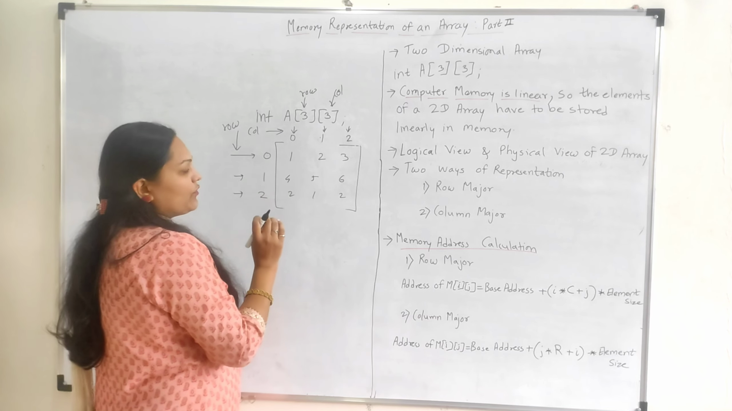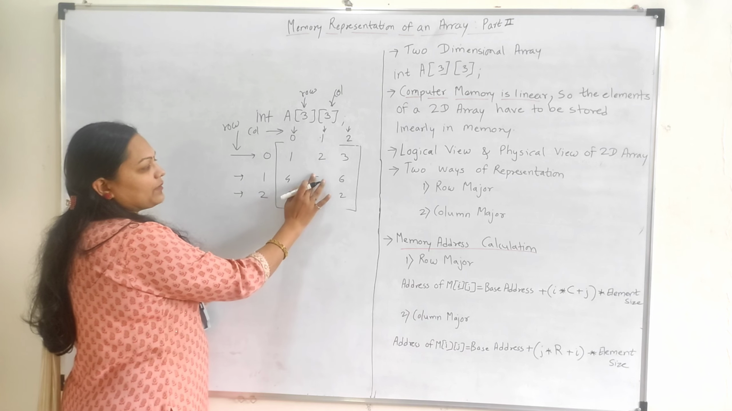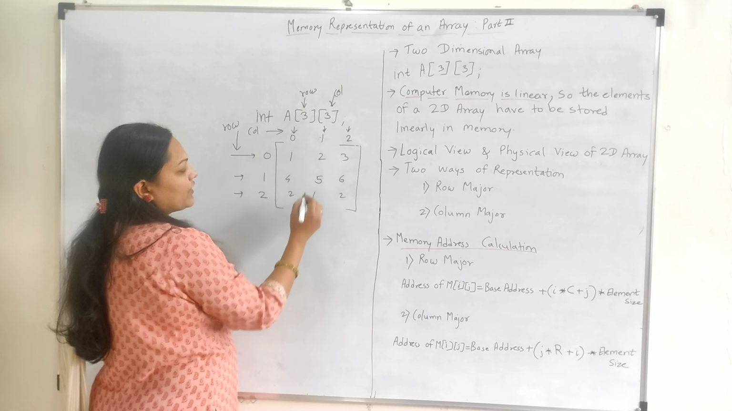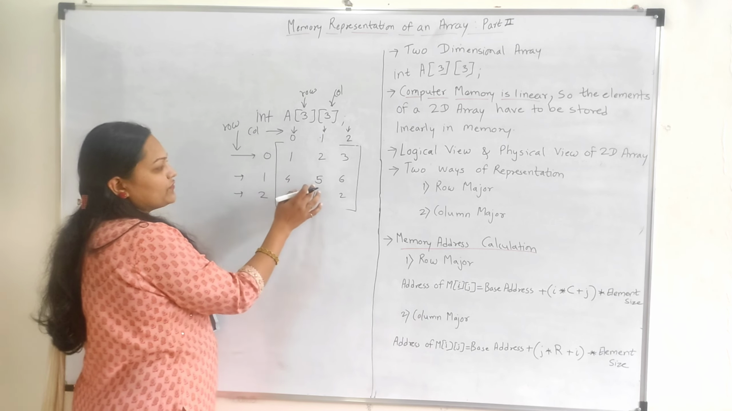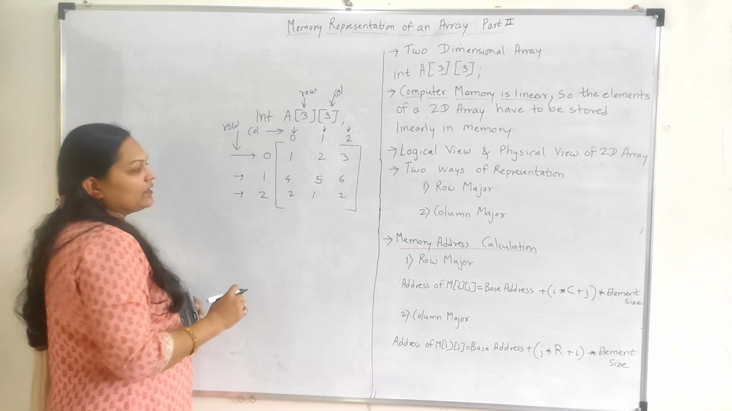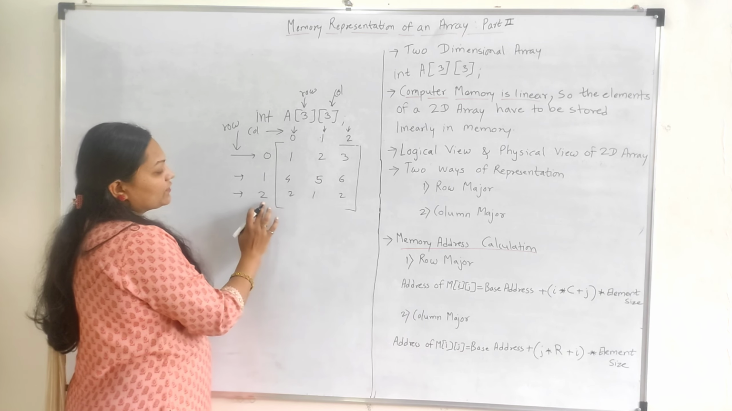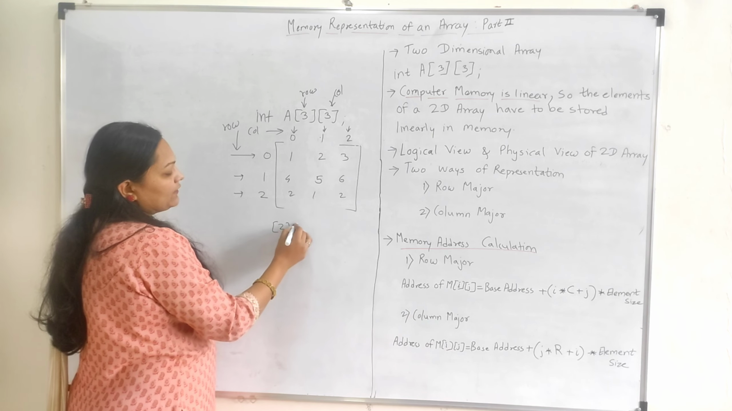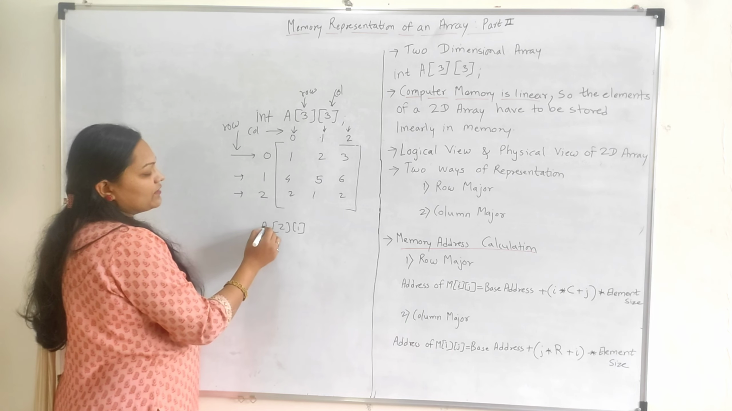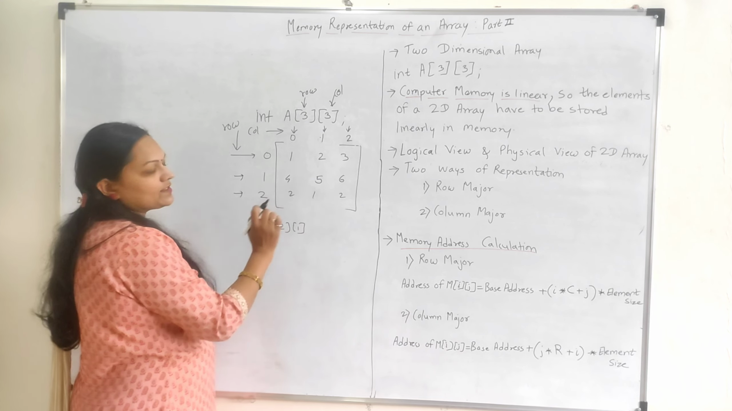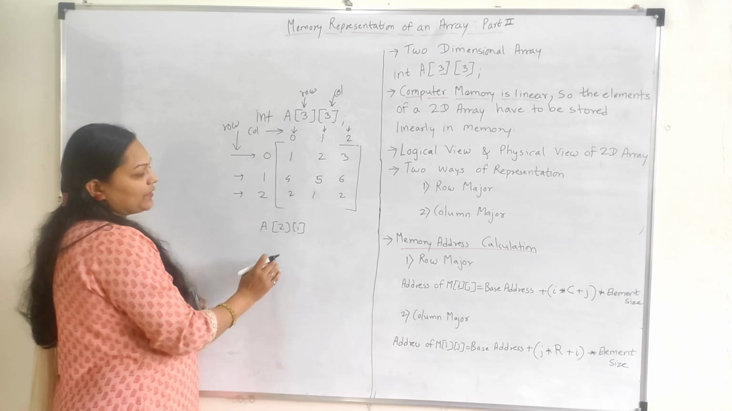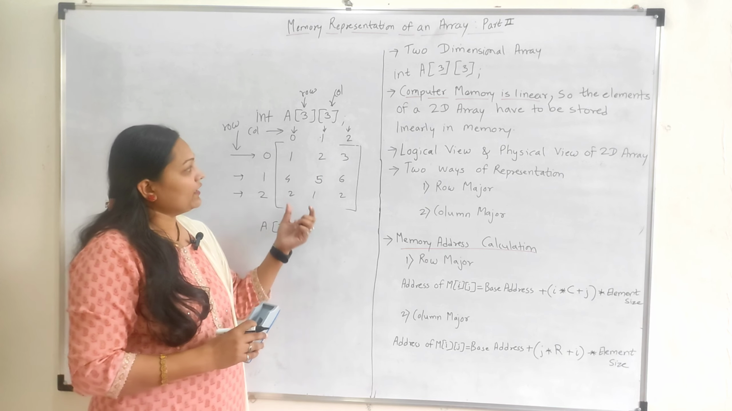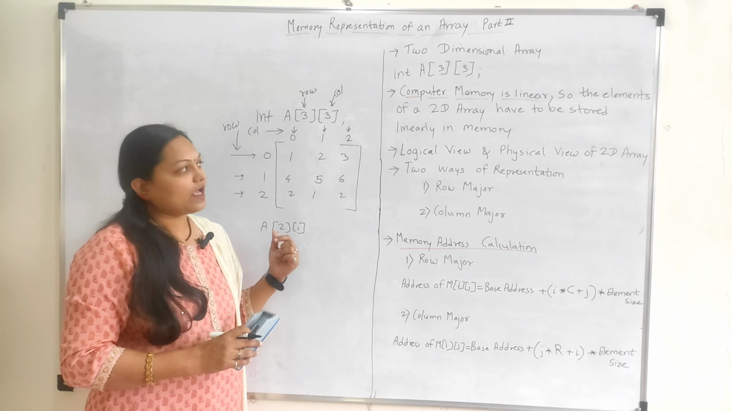So in this way, if you want to find out the index of an element, what will be the index of this element? 1, 1. The index of 5 is 1, 1, because the row is 1 and the column is 1. Suppose you need to find out the index of this one. The row is 2 and the column is 1. So 2, 1 is the index of this element. In this way we can find out the index of each and every element in a two-dimensional array.